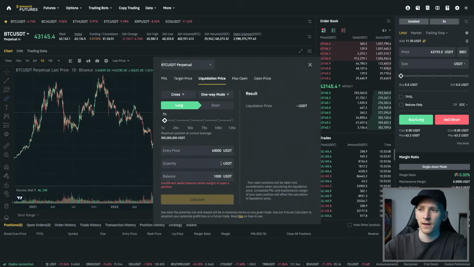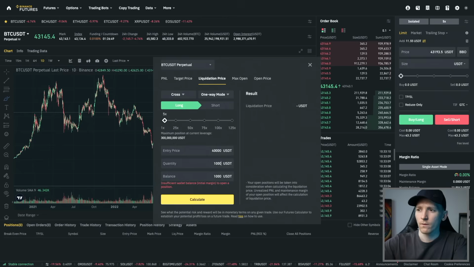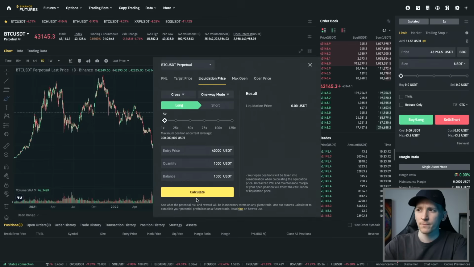So let's just put in here a quantity of 1,000 with 5x leverage. You can open that position, but you can see your liquidation price is 0. Why? Because you have enough to fund that position in its entirety. So you won't get liquidated at all. More or less, right? Because you've got some other costs and funding and everything.